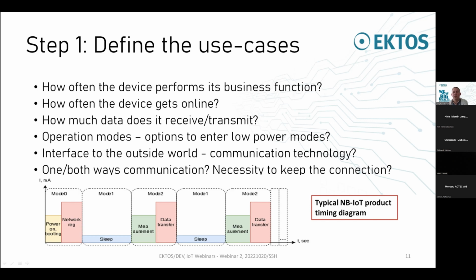Then operation modes. Options to enter low power mode. Is it possible, or will it be possible for the product to enter this low power mode? Interface to the outside world, the communication technology, the link budget. What is the technology? Is it Bluetooth Low Energy? Is it Wi-Fi? Is it LTE? Is it NB-IoT? Is it Sigfox? Is it LoRa? Whatever it is, every technology will influence the power consumption, and thus it will make a big difference for the product.